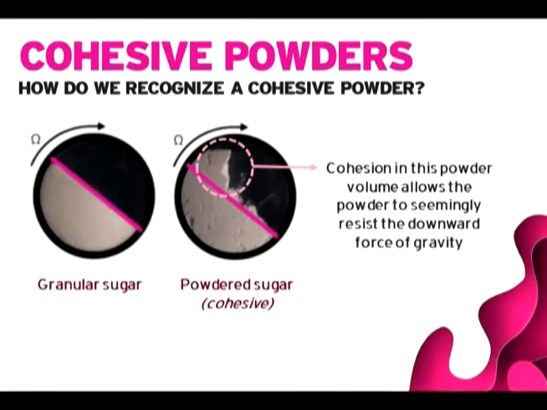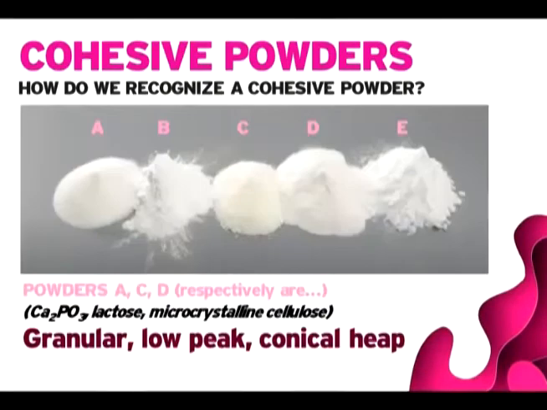Examples of cohesive powders include face powder, flour, fine silica, talc, and starch. More examples of cohesive powders can be seen here. These powders are all ingredients for tablet making. Here we can see that powder A, C, and D all behave similarly.